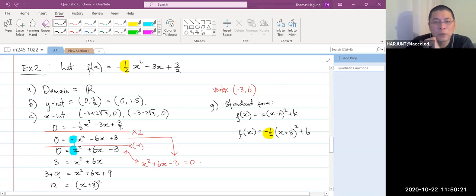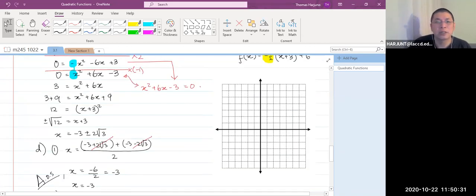Yes, that's right. But you forgot the square, Joshua. So let's graph it. The vertex is negative 3, 6. Negative 3, 6 is here. It's upside down with leading coefficient negative 1/2, which means when I go 1 unit to the right, supposed to go up 1, I go down 1/2 instead.